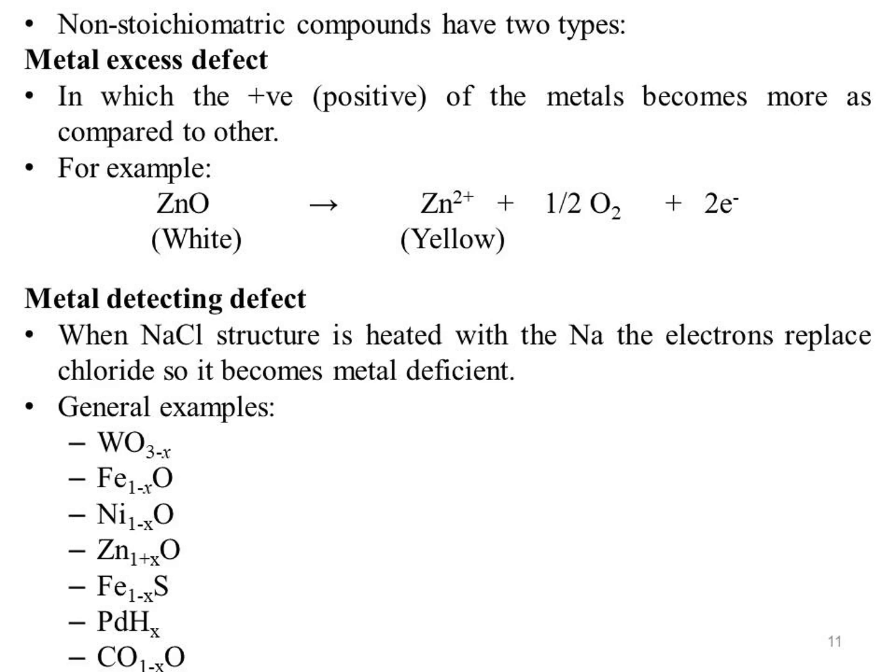Metal deficient defect. When a sodium chloride crystal is heated with sodium, the electron replaces chloride, so it becomes metal deficient. Some examples: WO3-x, Fe1-xO, Ni1-xO, Zn1+xO, Fe1-xS, PdHx, Co1-xO.